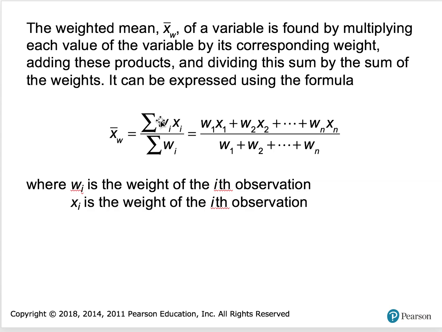So notice it's very much the same, except we're multiplying the weight times each value instead of the frequency. So W sub i is the weight, X sub i, that should not say weight there, that's a typo. That should say the value of the ith observation. Okay, but once again, let's look at an example.